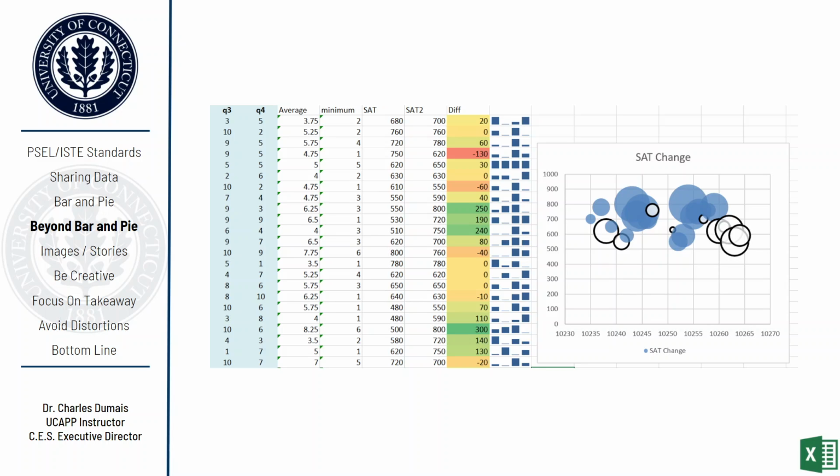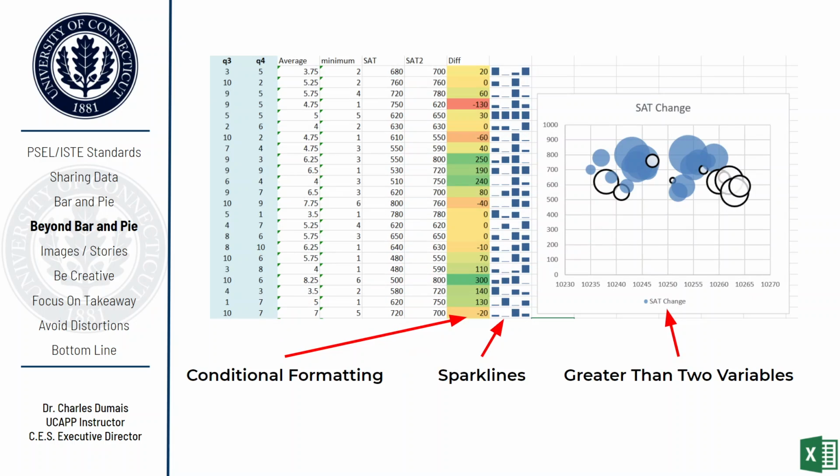The first one is just a regular Excel sheet. So you can see I have two columns. I have a quarter 3 and a quarter 4 grade. I got the average of some things, a minimum, an SAT. But what you notice here is that there are three things going on. One is that I've used conditional formatting. Instead of forcing somebody to read through a list of numbers and identify the one that's the greatest or the one that's the smallest, I can add conditional formatting very easily to a set of data and instantly draw somebody's attention to the items that I think are important.